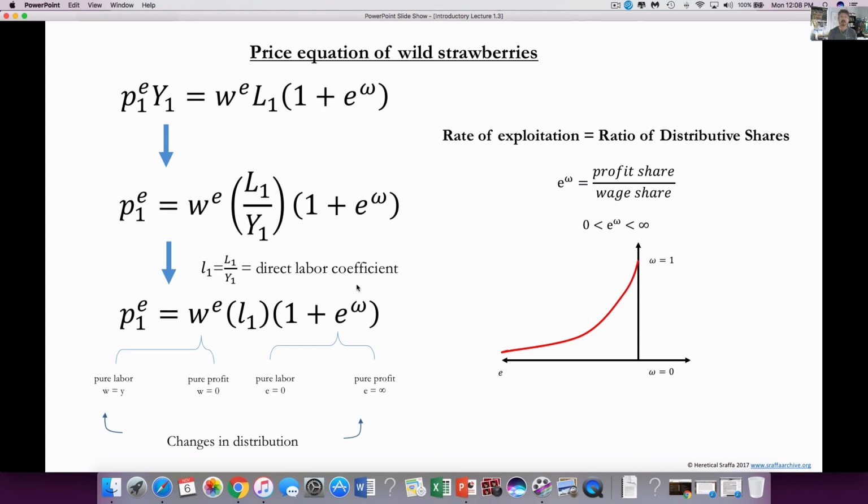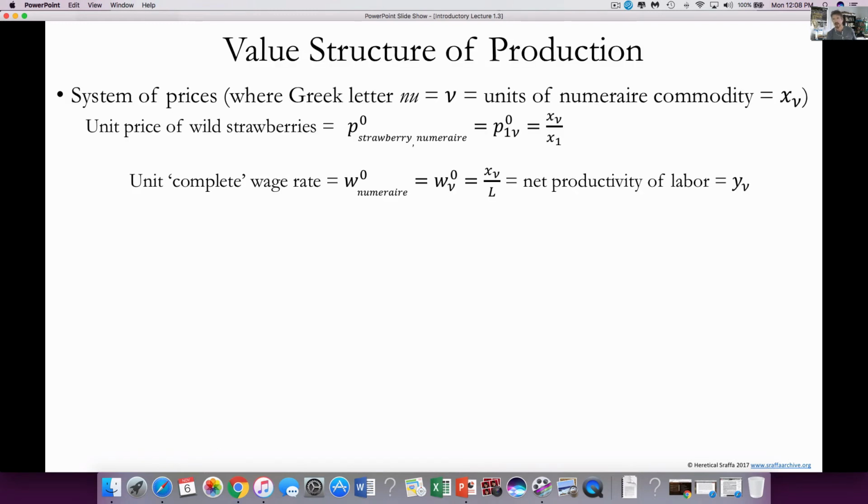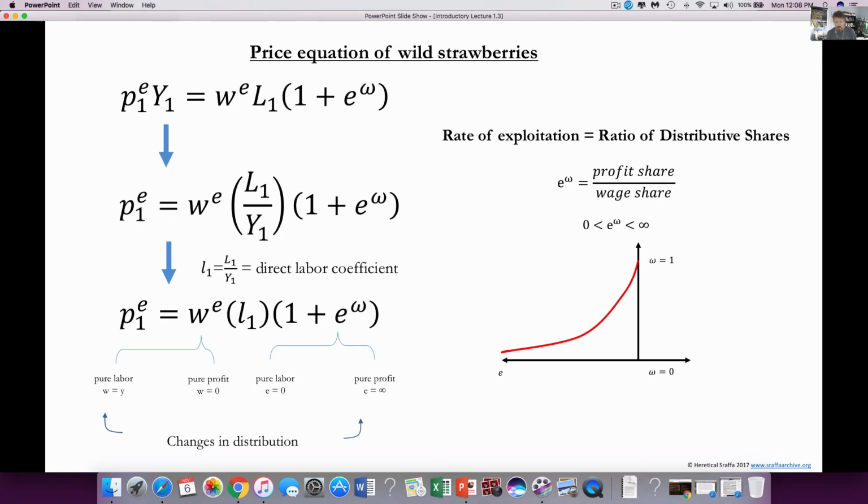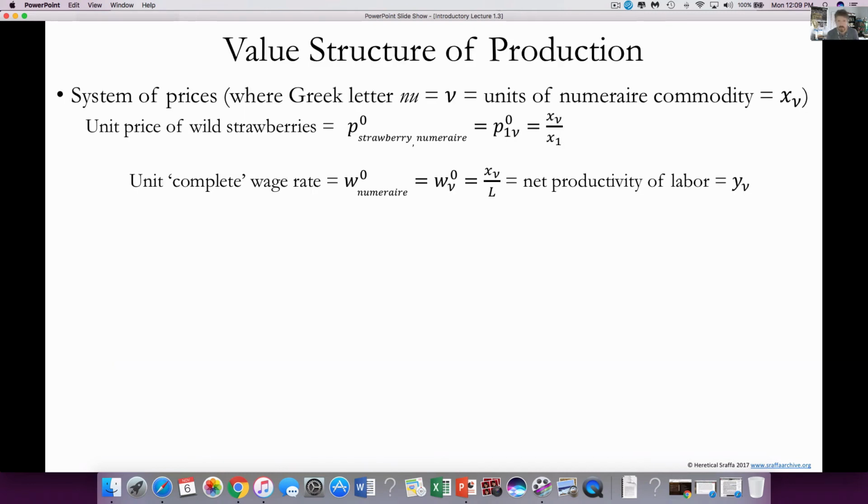But the point that I'm making here is that the changes in distribution already become evident here, even in this pure unassisted labor model, right? So we're going to go through and develop our value structure. So again, our methodology: physical structure of production, value structure of production. This is going to be our value equation for our wild strawberry model, okay? Here I'm going to solve this in terms of the complete wage rate and the complete price of strawberries in order to illustrate this, but it can be done for all of them. But the simple case we're going to have here is when the wage share is equal to 1 and the rate of profit is equal to 0.